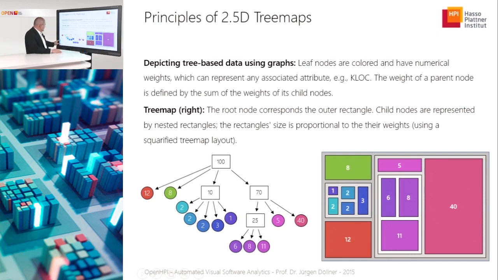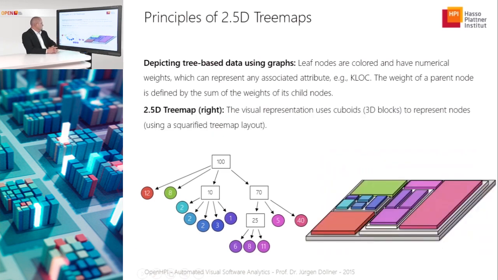Now, what about a 2.5-dimensional tree map? 2.5-dimensional tree maps use cuboids. That means 3D blocks instead of rectangles. This way, 2.5-dimensional tree maps extend the tree map towards the third dimension. In this example, the height difference is not too much, but we can immediately see the three-dimensional structure of the tree map representation.